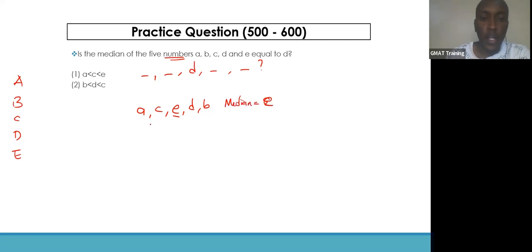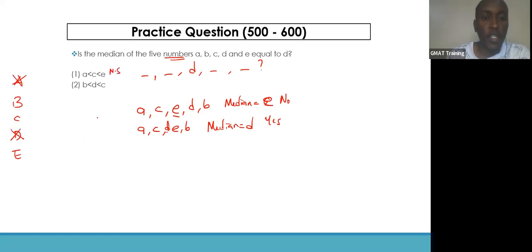And what about if A is less than C and is less than E? What if D is also less than E and D is greater than C, so that D fits in between C and E, and then you have B greater than E. Therefore, our median will be D in that case. Here, is the median equal to D? Yes. Is the median equal to D in the other case? No. Therefore, this statement is not sufficient. A is out and D is out.